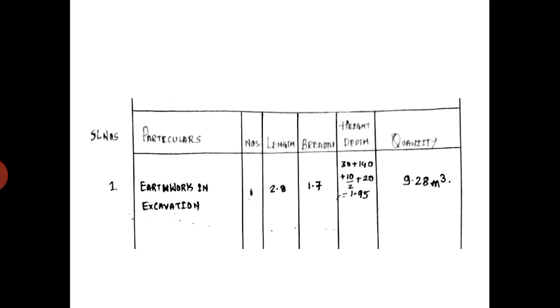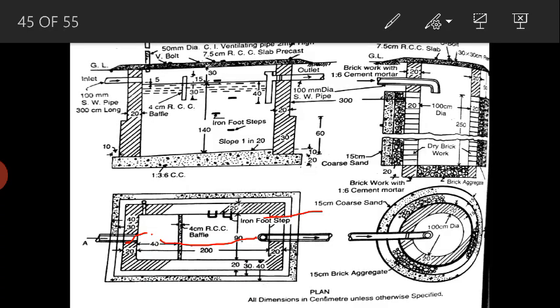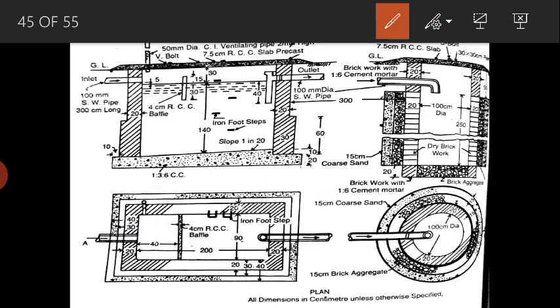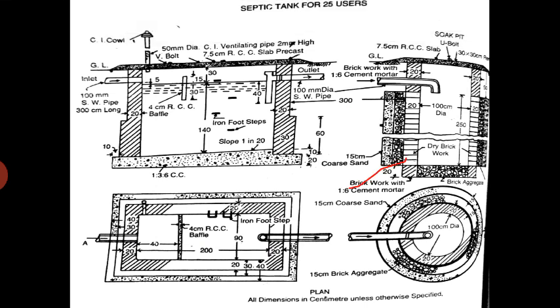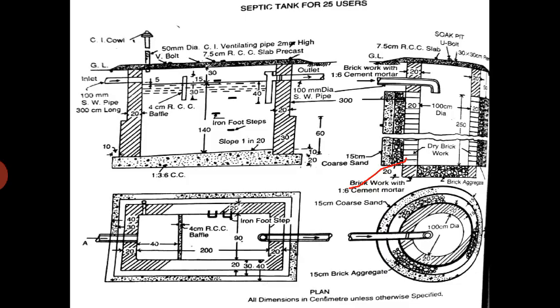Then the breadth is 1.7. If you see the breadth, inside it is 90. Then 40 on this side, 40 on that side. So 90 plus 40 plus 40, that is total 1.7. Then if you see the depth, that is 60, and above that 40.